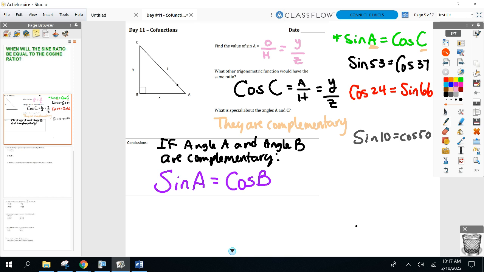Biggest thing I want you to get out of this: sine and cosine are only equal to each other if their angles add to 90. That's the only instance.